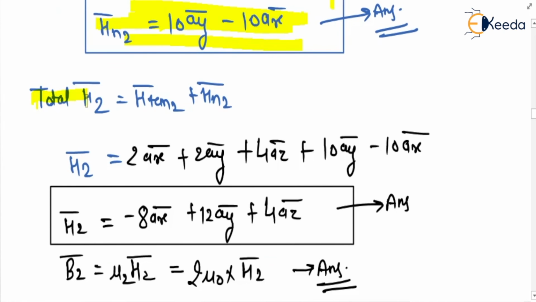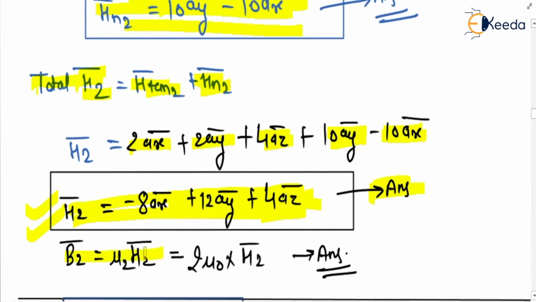Now the total magnetic field H2 is Ht2 plus Hn2. So Ht2 is 2ax plus 2ay plus 4az plus Hn2. Hn2 is 10ay minus 10ax, and when we solve it, H2 comes as minus 8ax plus 12ay plus 4az, and this is our required answer.